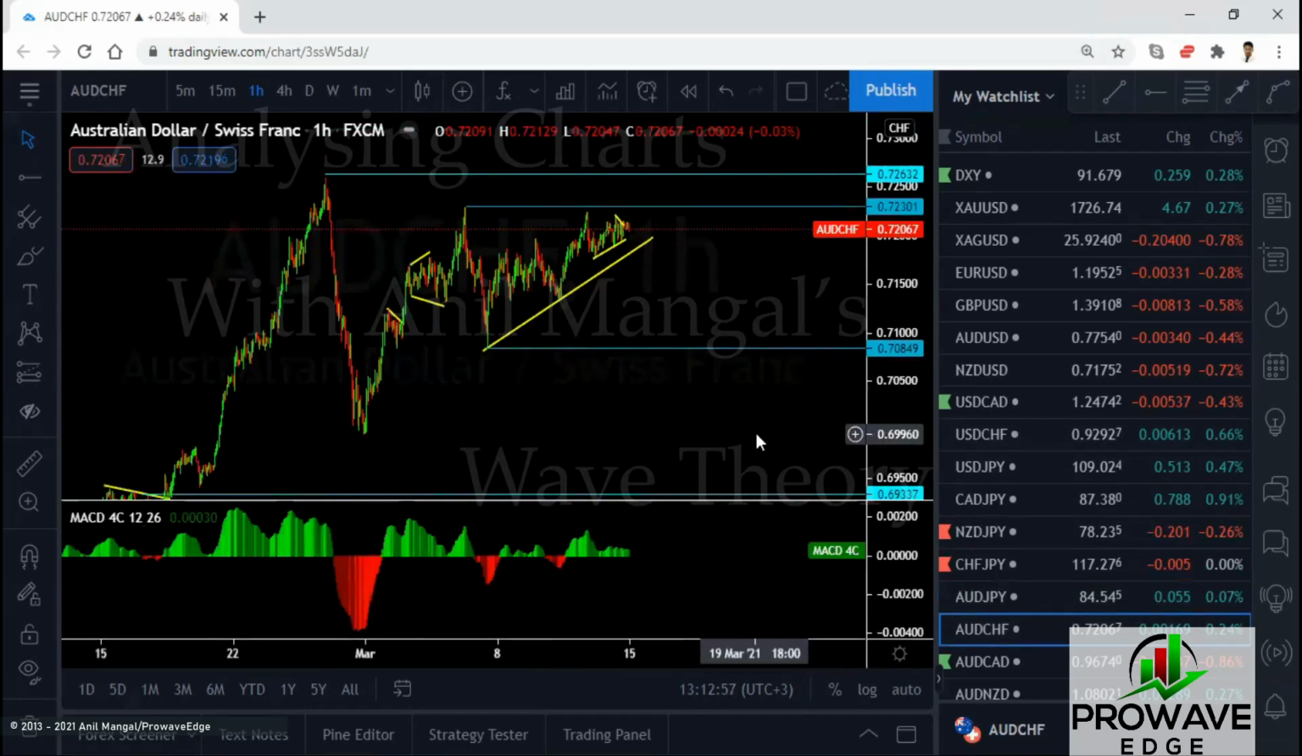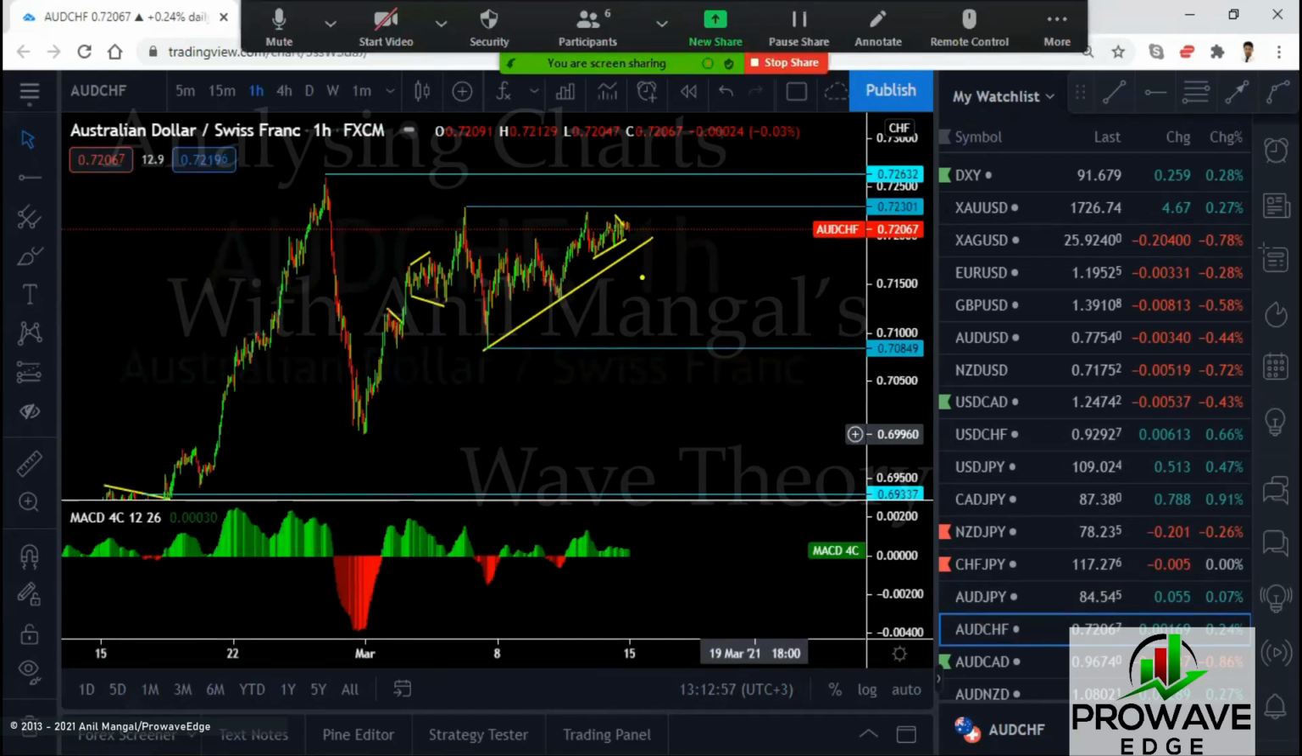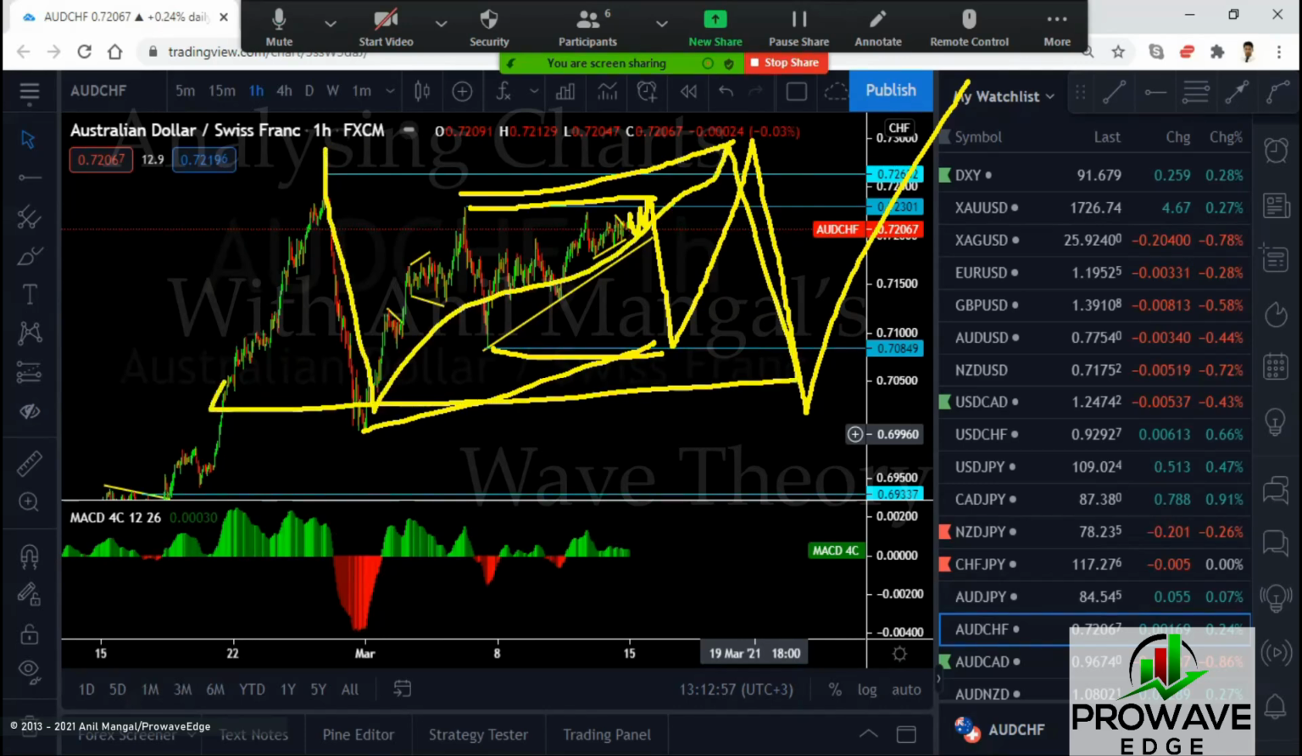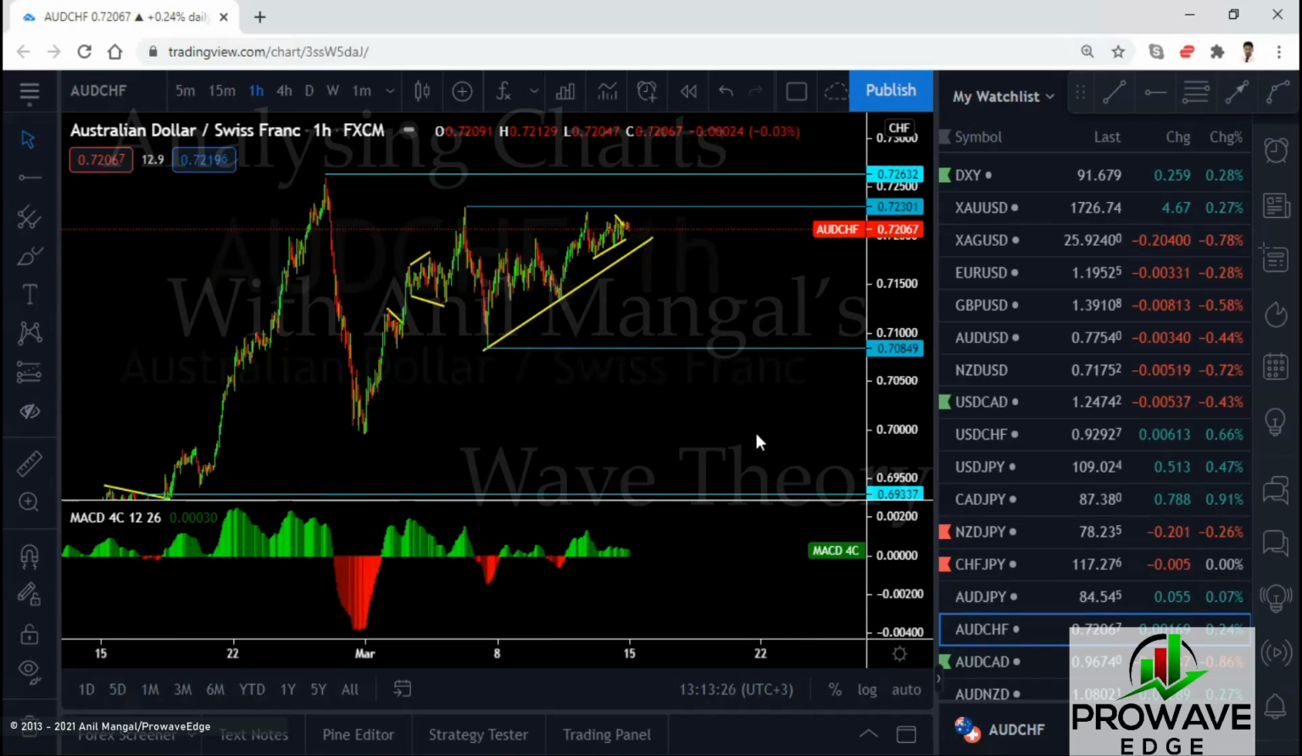Aussie Swiss, this one is going to be a complicated one because this one is crawling up like this. We need to finish one, we need to go back up, we need to finish another one, then we need to go. So I'm expecting this to be a regular flat or running flat, depends on how it goes and where it breaks. Then you get 1, 2, 3. Then we can go.